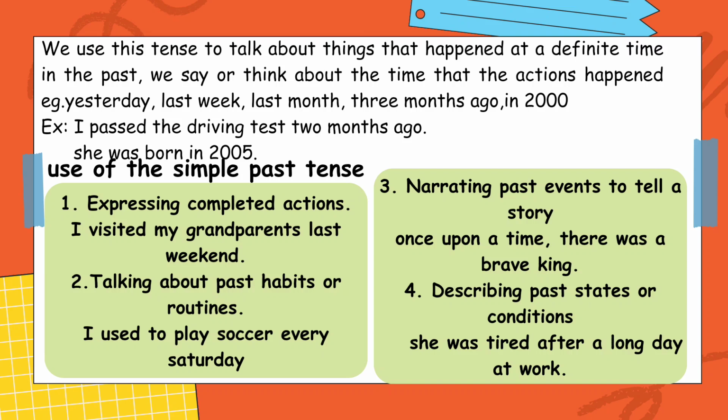Use of the simple past tense. Expressing completed actions: I visited my grandparents last weekend. Talking about past habits or routines. Example: I used to play soccer every Saturday. This tense is also used in narrating past events or to tell a story. Example: once upon a time there was a brave king. And it is used to describe past states or conditions. Example: she was tired after a long day at work.